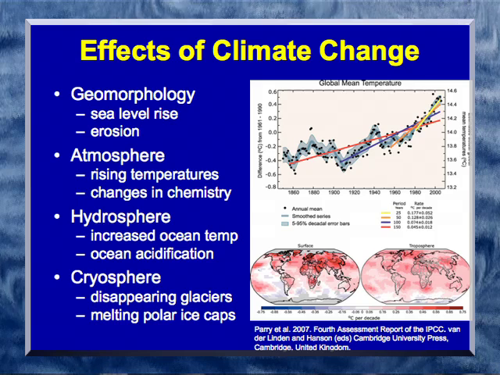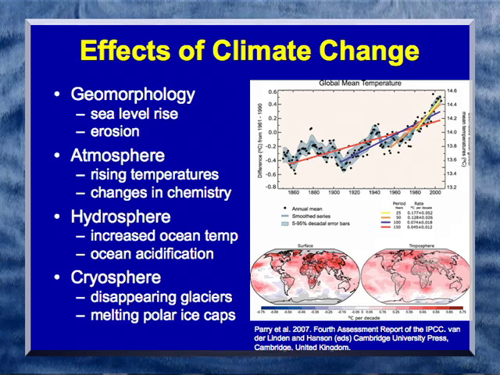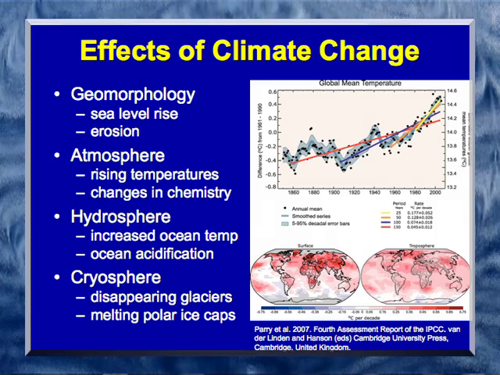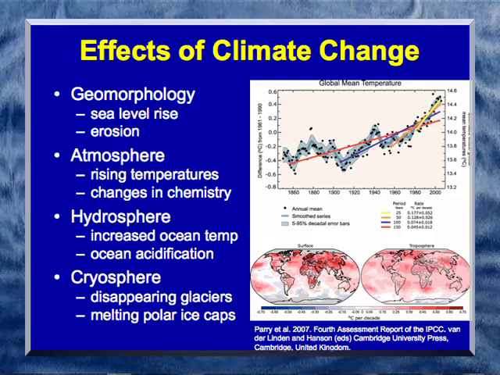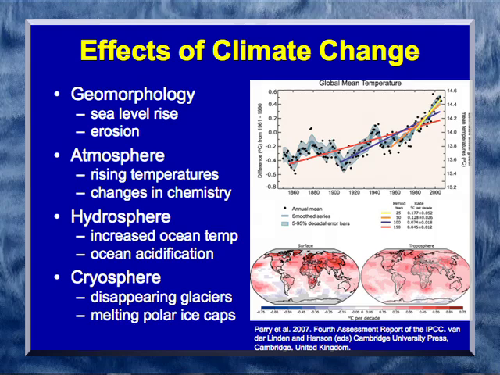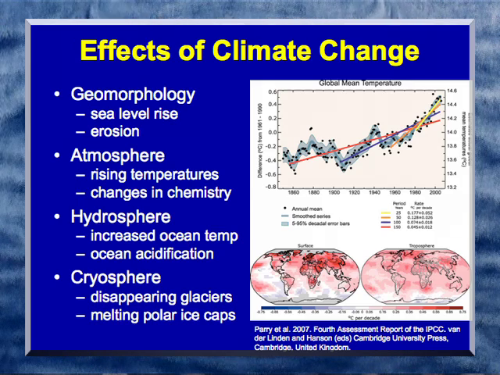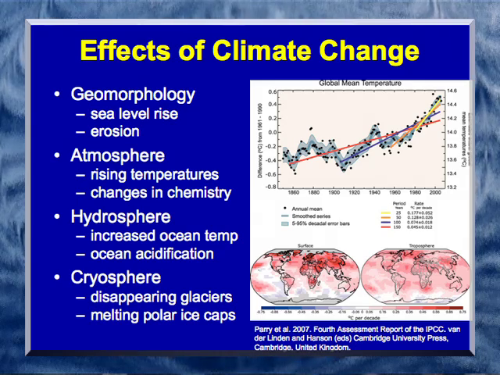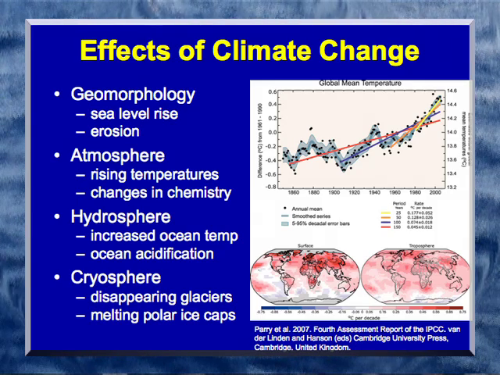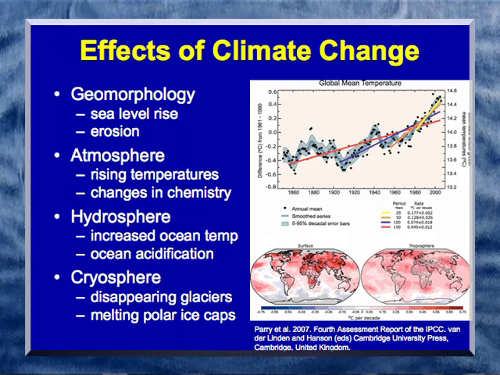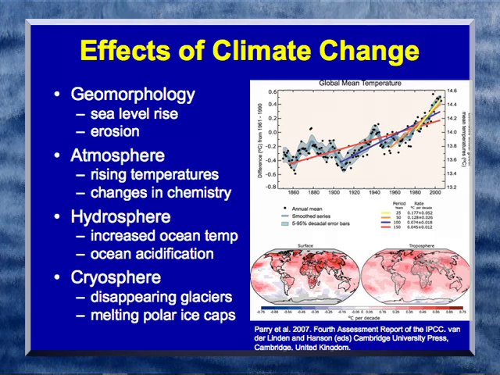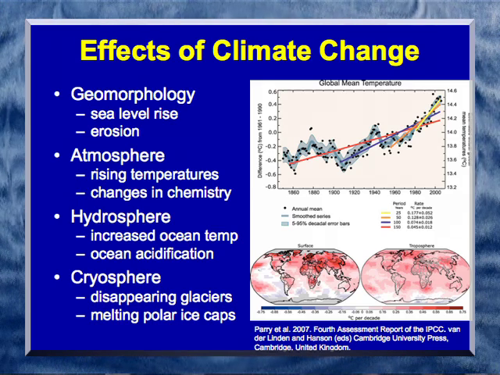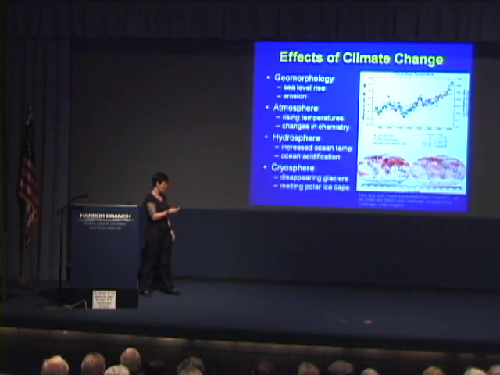In addition, you have impacts on the hydrosphere, and the hydrosphere is any of the water that is on Earth's surface, including ocean and freshwater. Being a coral biologist, I'm more interested in the ocean, where we're seeing increased ocean temperatures and the potential for ocean acidification, which is directly tied to changes in the atmospheric chemistry. Then there are also impacts on the cryosphere, and the cryosphere is any frozen water, so any water that's tied up in frozen forms like glaciers and the polar ice caps, which we know are disappearing or melting.